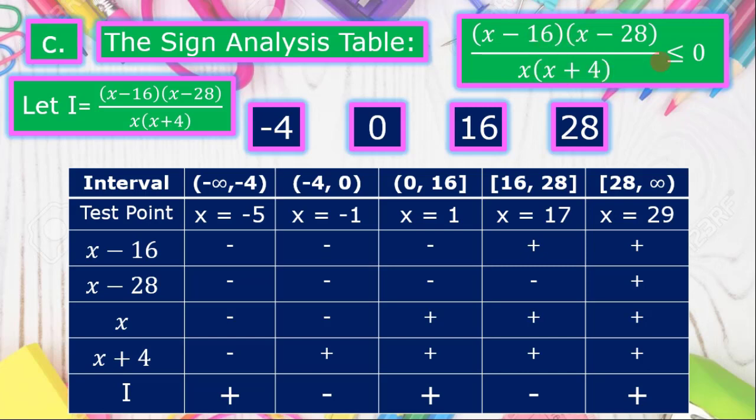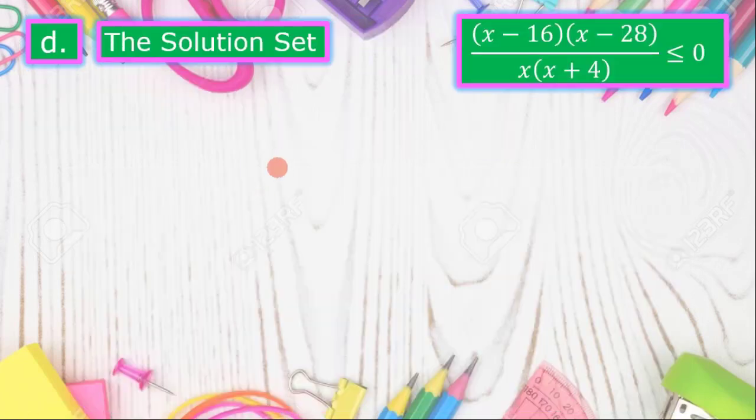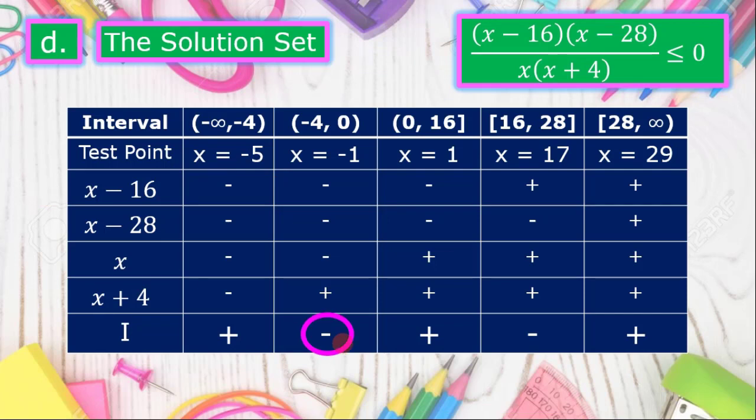So let's go back to the original inequality. Actually, this inequality should be less than or equal to 0. When it is less than or equal to 0, the less than here indicates a negative sign. So we have to take all the negative intervals here, and that is our solution to this particular rational inequality. Then take note, we have equal to 0 all those x values or critical values that will make our inequality 0 are 16 and 28.